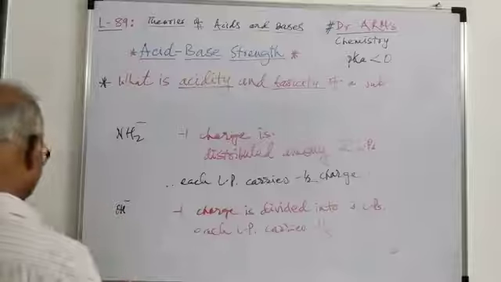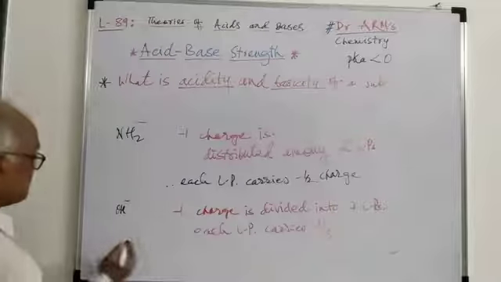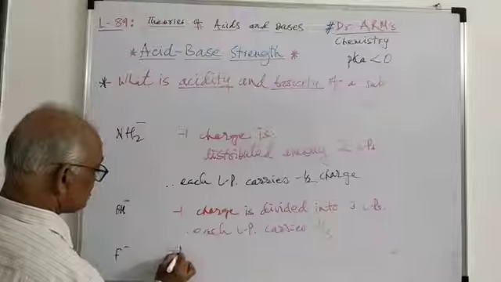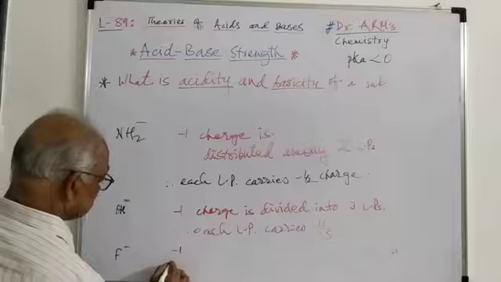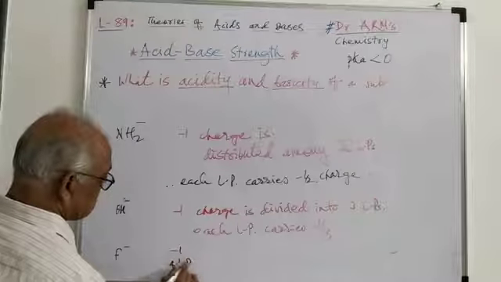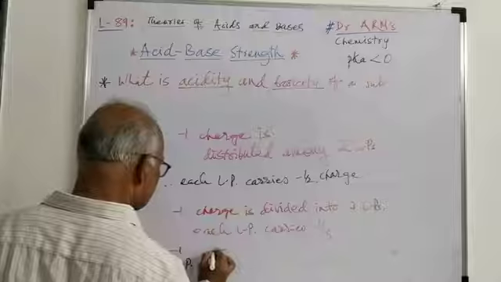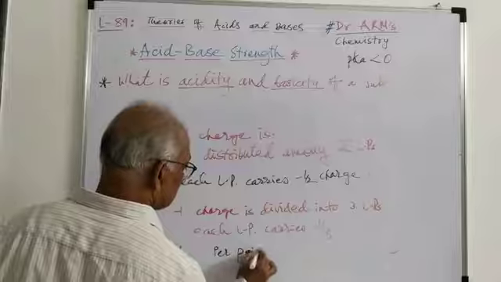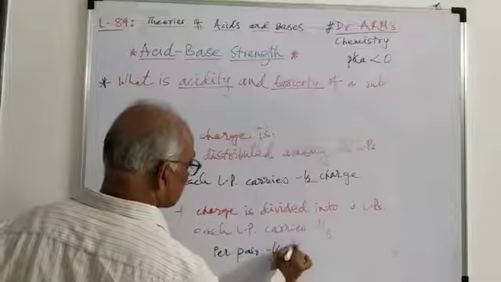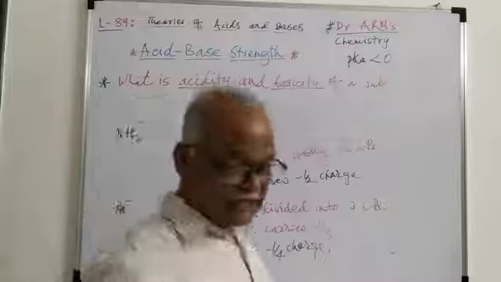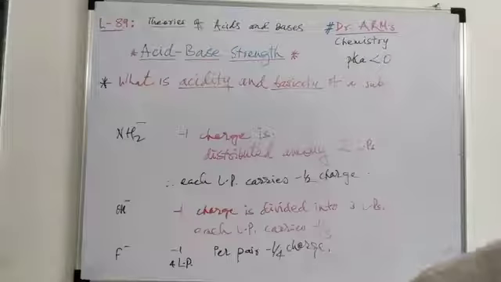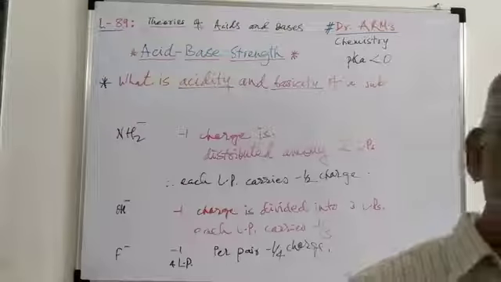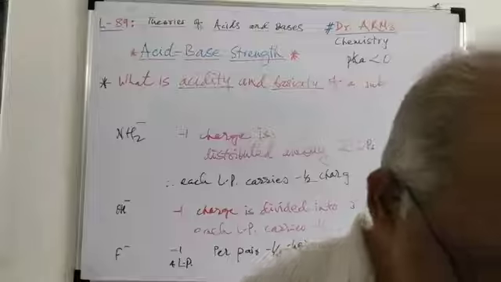Similarly, if you see another example, that is F minus, it also has minus one charge and four lone pairs. So the minus one charge is divided per pair, giving minus 1/4 charge. In this way, charge is distributed here. In this way, we can consider other aspects whenever required.